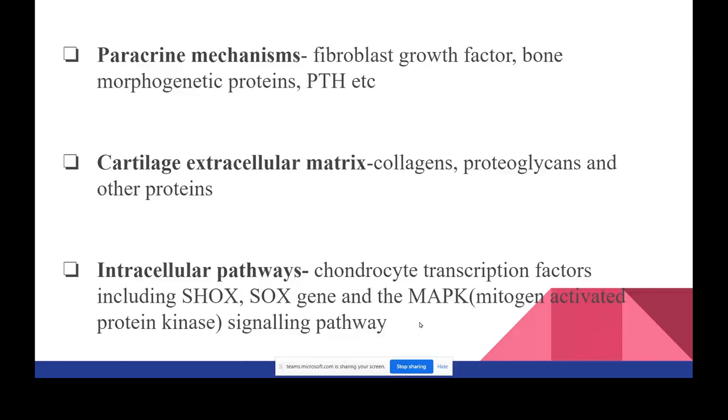Now, most of us pediatricians would have come across this type of situation in the past. We investigate, but no cause is found. They are short, but it could be problems of the intracellular pathways. It is very interesting: SHOX, that is short stature homeobox X, the SOX gene, and the MAPK, the mitogen activated protein kinase signaling pathway. If there is any abnormality, they tend to be short. I will elaborate a little bit about these intracellular pathways during the latter part of my lecture.